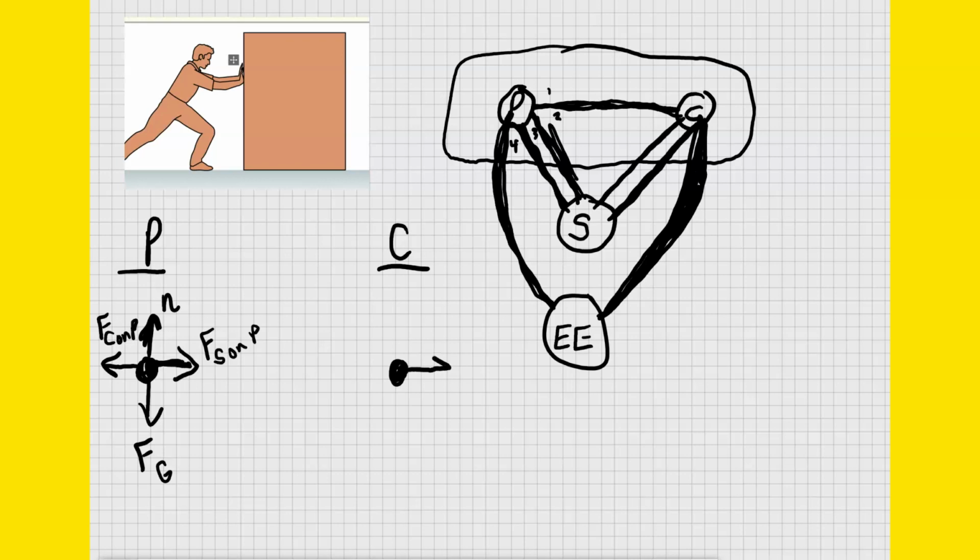We have the pushing force of the person on the crate. We have the normal force of the surface of the earth on the crate. We have the gravitational force of the entire earth on the crate. We have friction.